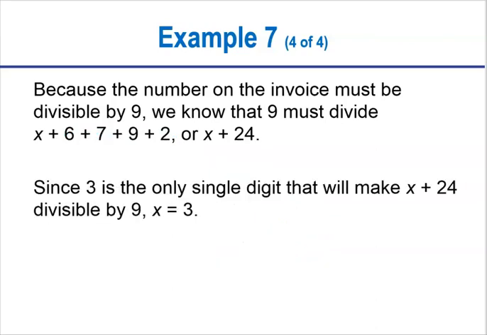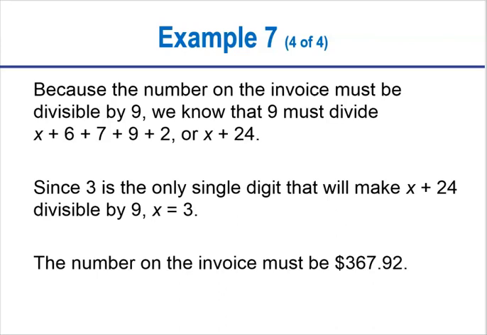And I've got that typed up for you too. Since 3 is the only single digit that will make x plus 24 divisible by 9, then x is 3. And then you go back and fill in the blanks, and we know the number on the invoice must be $367.92. But you know what? That's not all it asked.